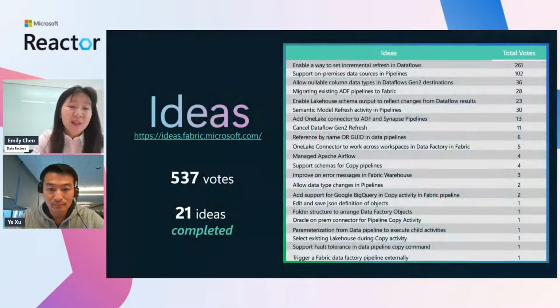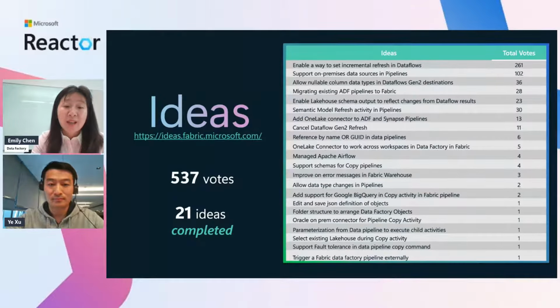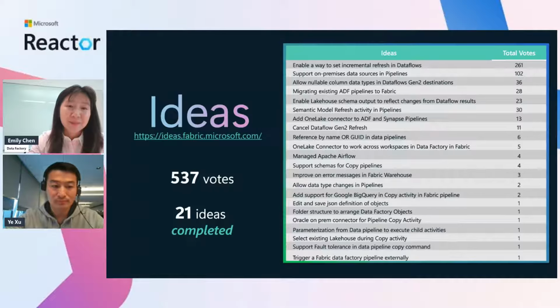Ideas is one of the main channels we built to get product feedback. We try to systematically work through those ideas based on the votes provided by you. In the last year, we have completed the features among the most voted, with 537 votes, and over 21 features delivered to help address our customers' requests. And we have more on the way, so be sure to take a look at the ideas and share your feedback and requests with us.